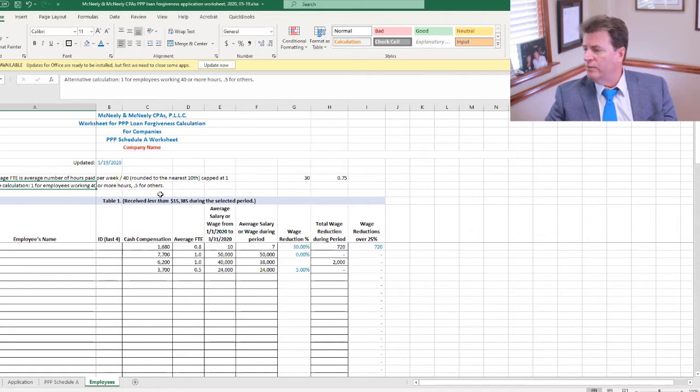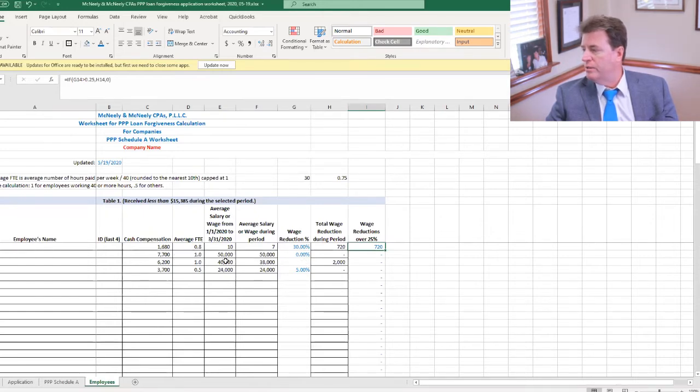So what I've done here is I've thrown in some folks, and I said, okay, here was the actual cash compensation paid during the alternative payroll period. And this person normally works 30 hours a week. We had to reduce their pay during this time because of coronavirus. And this reduction was more than 25%. So this 720, since it's more than 25%, does count.